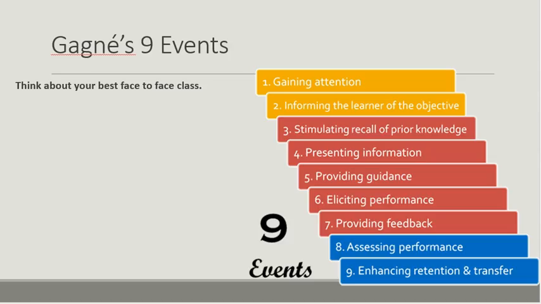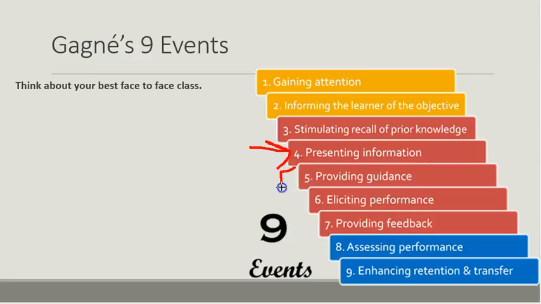As you think about your best face-to-face class, I would encourage you to keep in mind what Gagne says about the 9 events of instruction. Gagne says that in successful instruction, all of these things have to happen, either because you do them intentionally or unintentionally. They may happen purposefully or they may just happen by accident. What many people tend to focus on is presenting information, and that is certainly important.